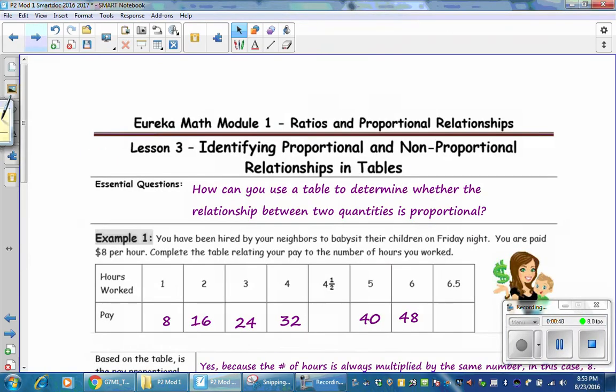Our essential question for Lesson 3 is: how can you use a table to determine whether the relationship between two quantities is proportional? Pause the video and copy that question.